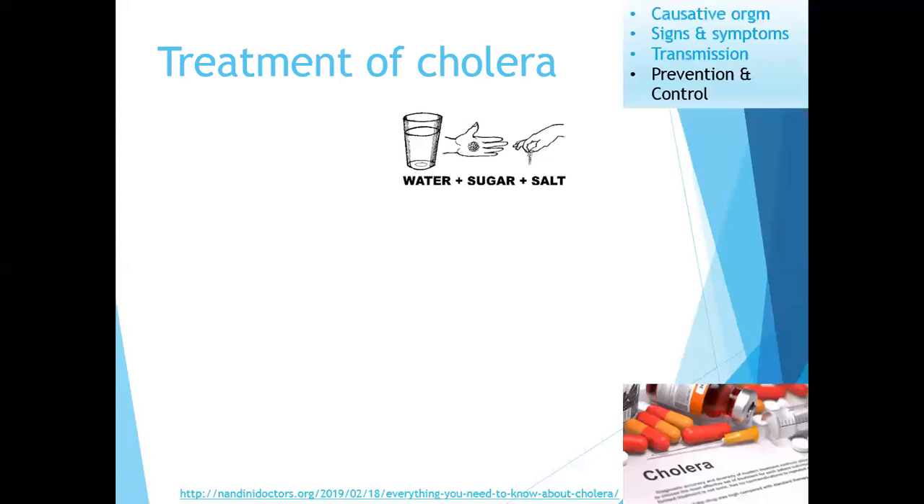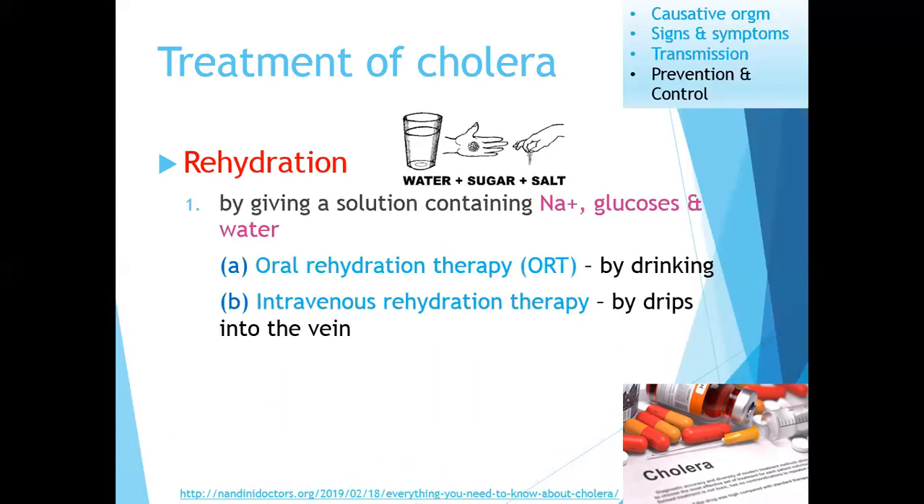So let's look at treatment of cholera. Treatment of cholera is mainly rehydration. Why? Because they lost so much water from the internal environment of the body into the intestine. So we have to rehydrate them or else they'll die. Treatment is very easy, but they have to get it or else there is a 50% chance of dying. So how to treat them for rehydration? By giving a solution containing sodium ions or salt, glucose, and water. This is called oral rehydration therapy, meaning by drinking this solution, or it can be intravenous rehydration therapy by drips into the vein.